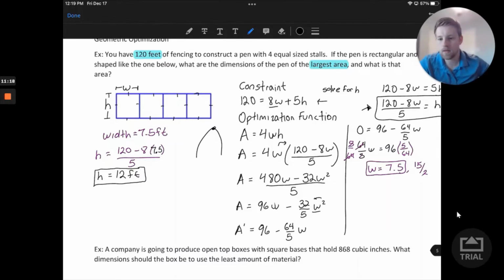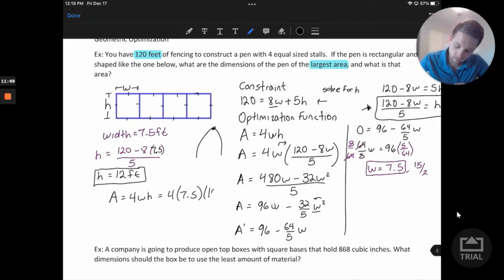All right. And just a small calculation here. If we wanted to actually find the total area here, we have our two dimensions. We have 7.5 and 12. And we could just put that back into the area function. So area, again, was 4 times the width times the height. So we'd have 4 times 7.5 times 12. If we take that all together as a product, we should get, it looks like, 360 feet squared.